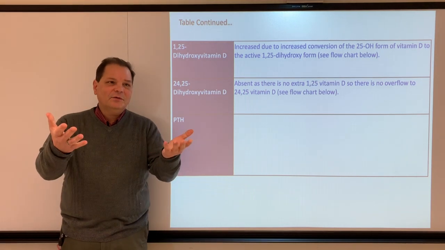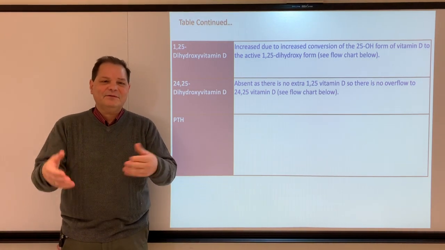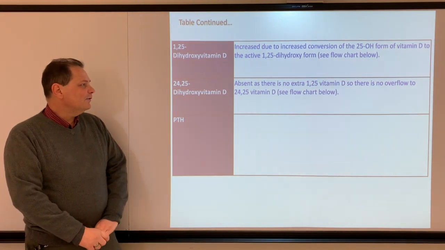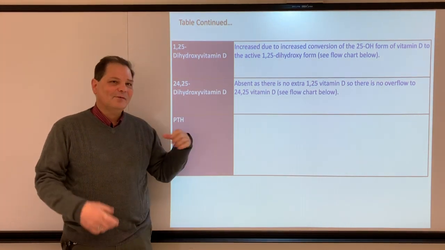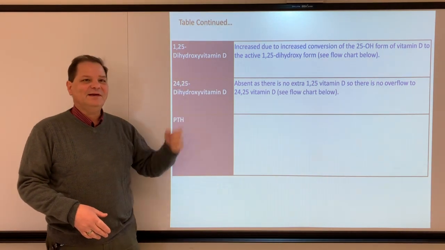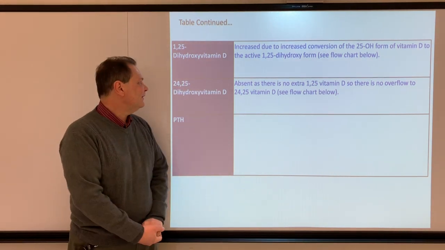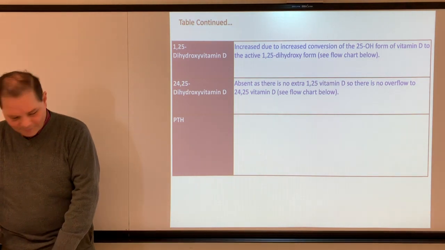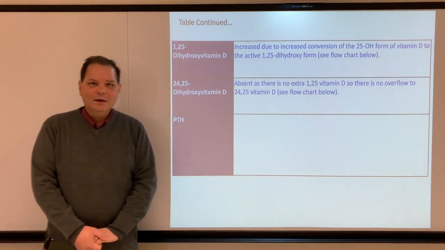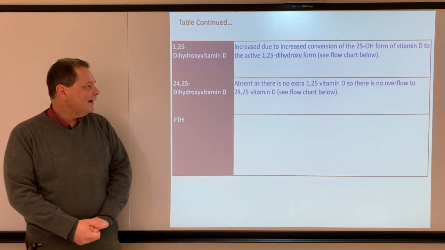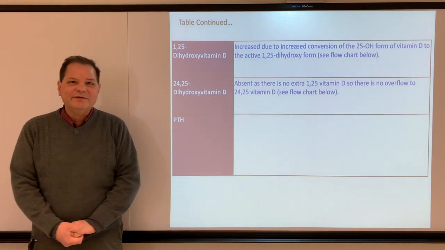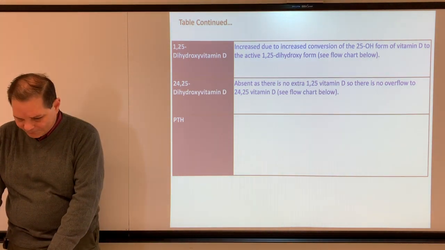If you've got 25-hydroxy that's constantly being fed in at a normal rate, you're either going to convert it to 24,25 or 1,25. And if you're converting more to 1,25, you might see a decrease in 24,25. I wouldn't say absent. If you look at the results, it's actually decreased. Not really absence per se, but you would expect it. You might reasonably expect it to be lower than normal.